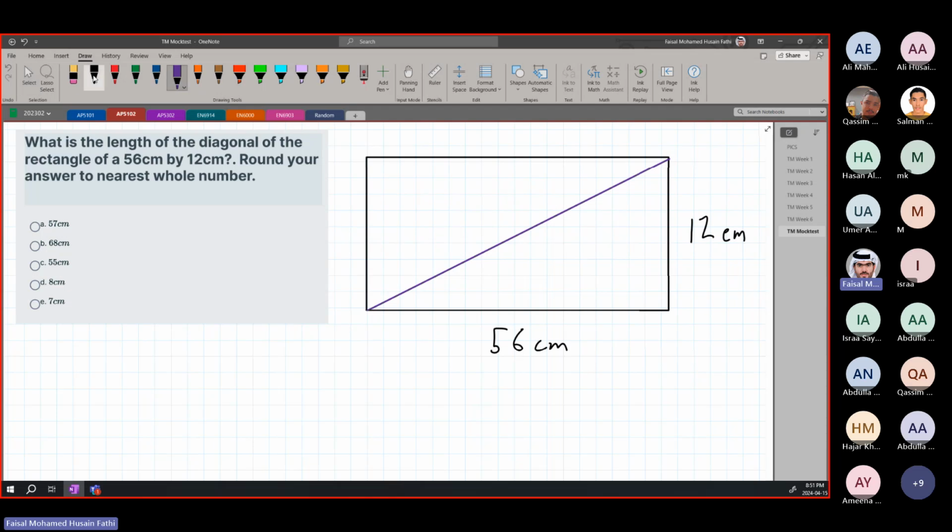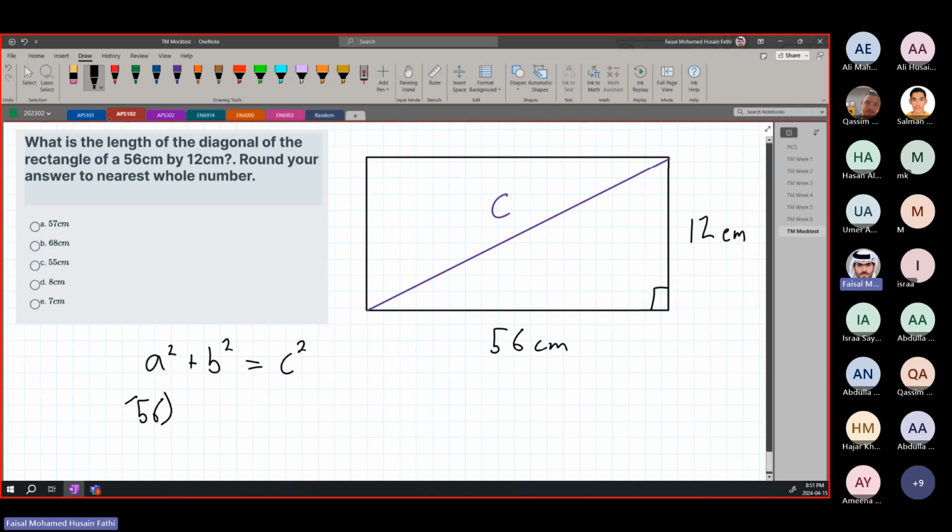So now if you notice we have a triangle. We have a right triangle because this is a right angle. And this is our C, our hypotenuse. And we have our sides, so we can use Pythagoras. So A squared plus B squared is equal to C squared. We can choose any of them as A or B, so 56 squared plus 12 squared is equal to C squared. So C is equal to the square root of 56 squared plus 12 squared.